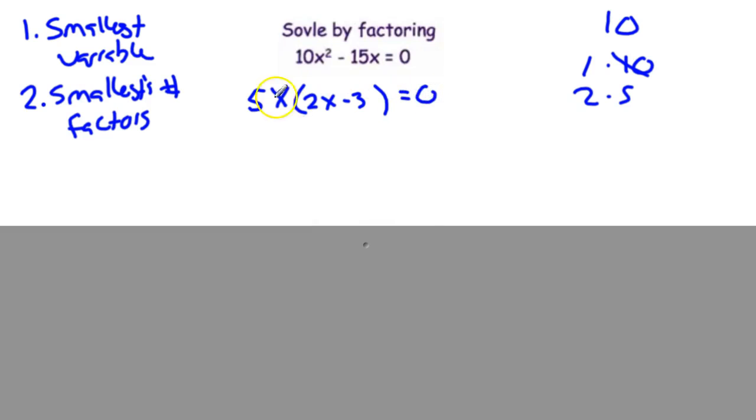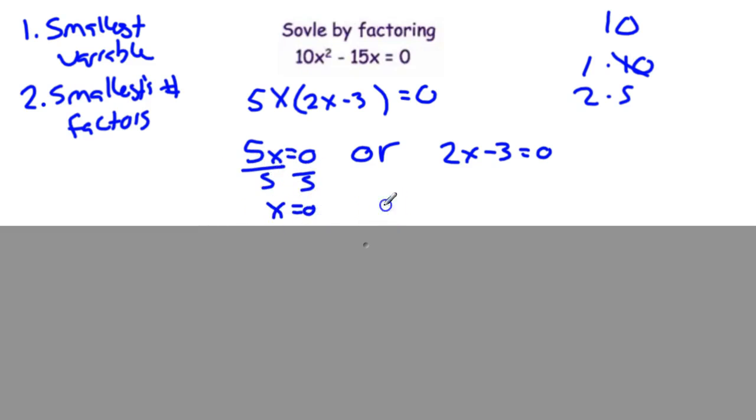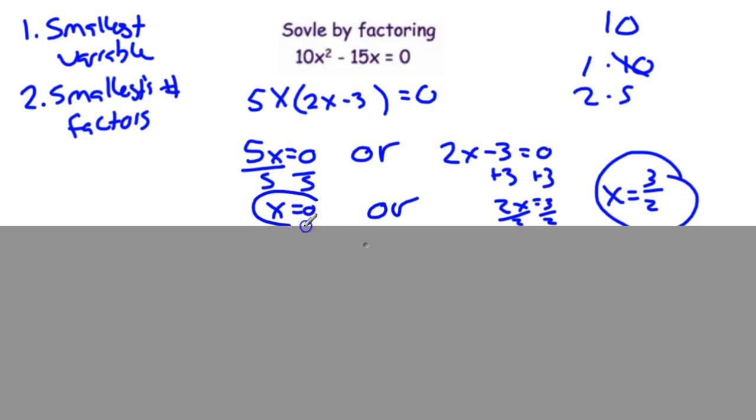And that equals 0. So we just factored that, and now we need to solve. If you remember the zero product rule, we say 5x equals 0, or 2x minus 3 equals 0. So now I solve. Divide by 5, x equals 0, or plus 3, 2x equals 3, and then I divide by 2, x equals 3 halves. So that's one answer, that's the other answer.